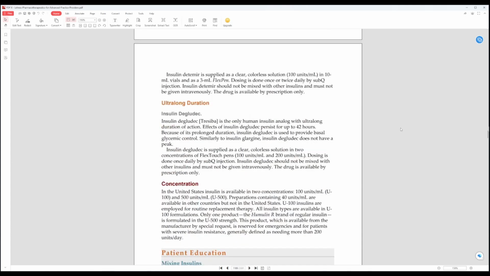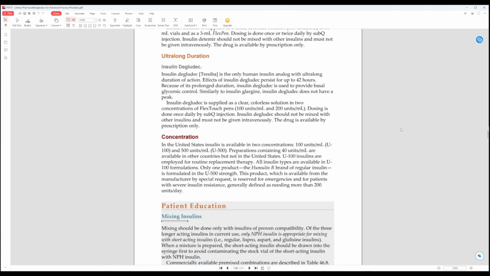Insulin Detemir is supplied as a clear colorless solution, again 100 units per ml, in 10 ml vials or a 3 ml FlexPen. Dosing is done once or twice daily by subcutaneous injection. Insulin Detemir should not be mixed with any other insulin and must not be given intravenously. The drug is also only available by prescription.